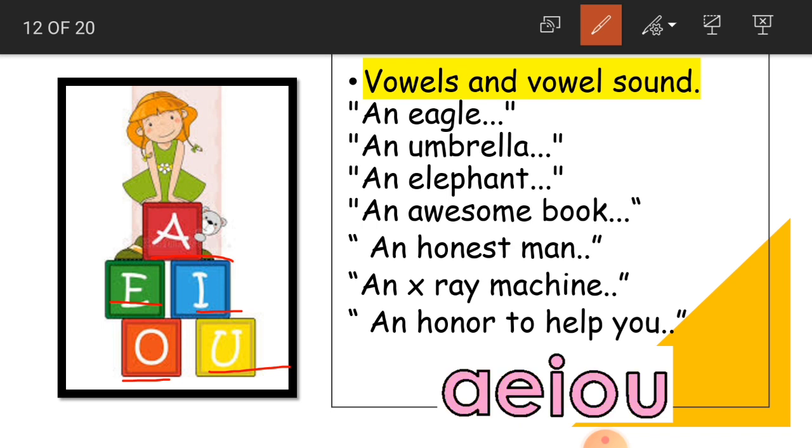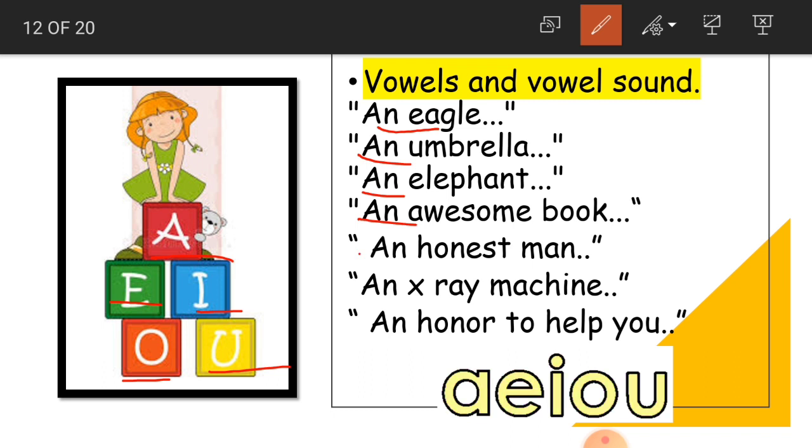Okay, see here, for example, an eagle. There was an eagle flying high in the sky. An umbrella. As it was raining, I took an umbrella to walk out. An elephant. In the forest, an elephant was drinking water. An awesome book. I purchased an awesome book.